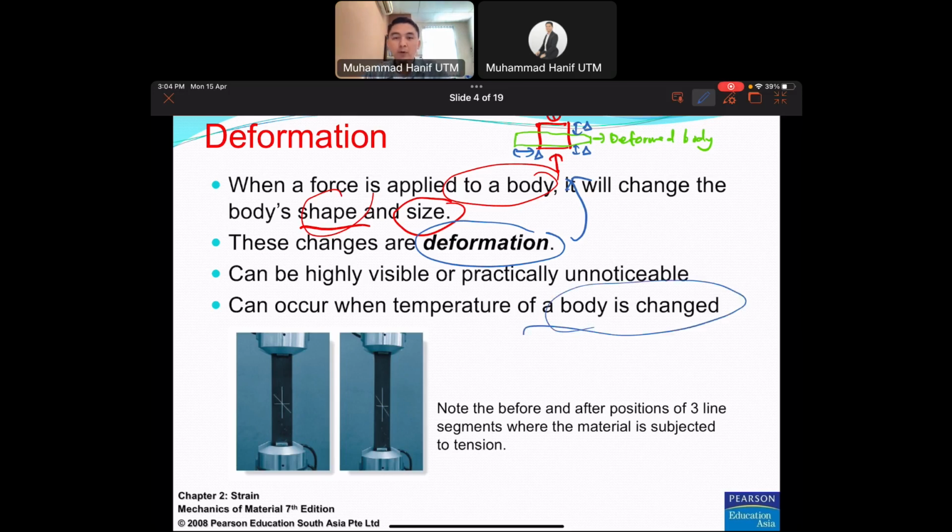So number 4, if you have a material that can react with heat, for example, the body of the material will be changed as well when we play around with the temperature. So this is what we call, in the fourth industrial revolution, 4D printing technology.